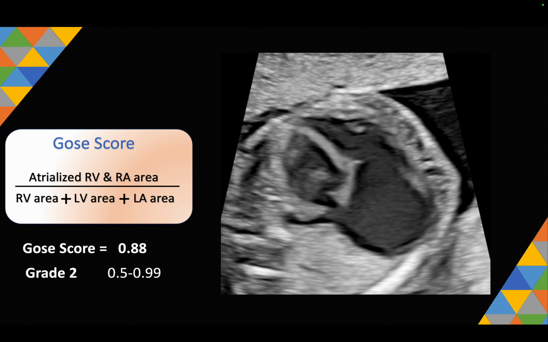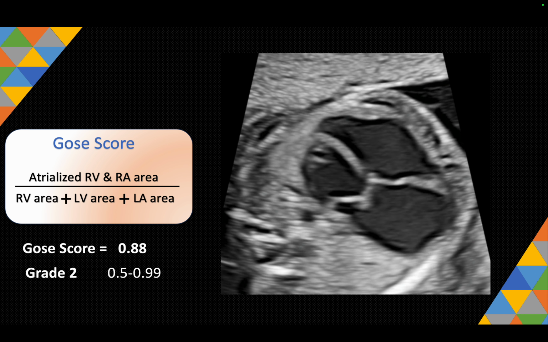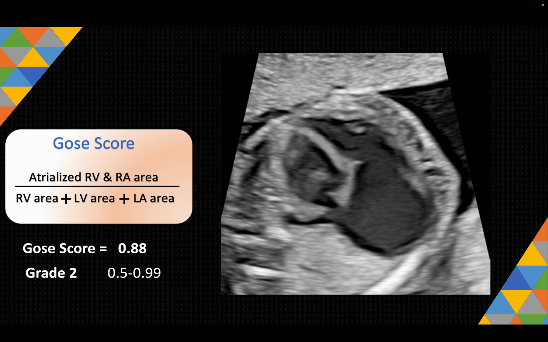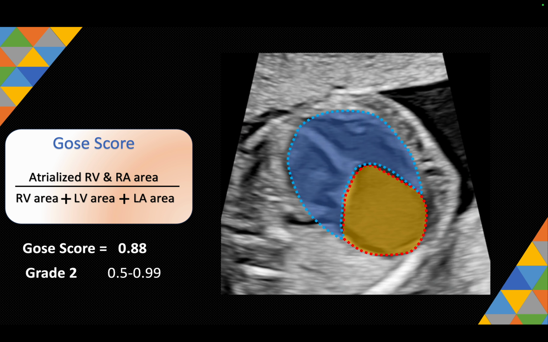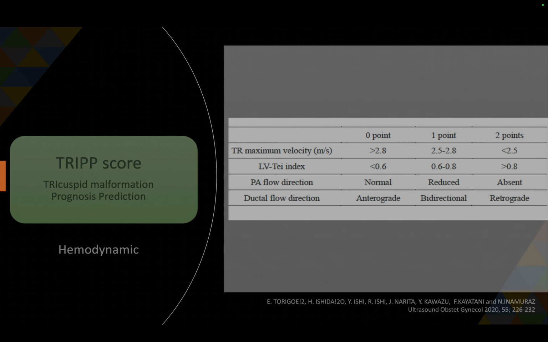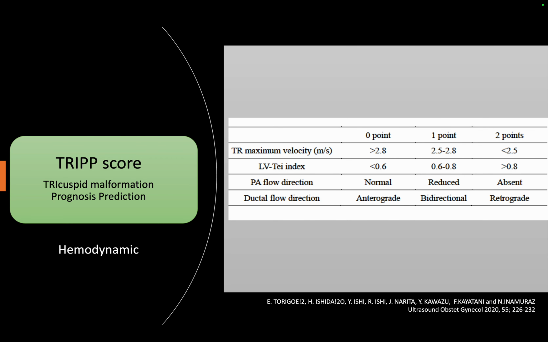So this is the case on a 2D. You see this on a 4-chamber view, and once we freeze it and calculate the score, we see the right atrium including the atrialized portion of the right ventricle, and the rest of the right ventricle, left ventricle and left atrium. You see the score is 0.88. So that means it is not really bad. It's not more than 1. It's less than 1. So this tells us that prognosis is okay. But let us apply a hemodynamic or newer tool, what is called the TRIPP score.